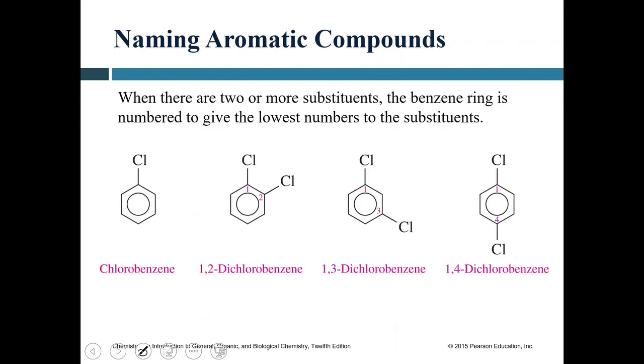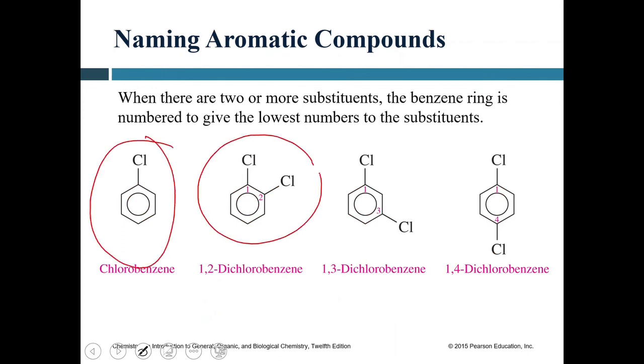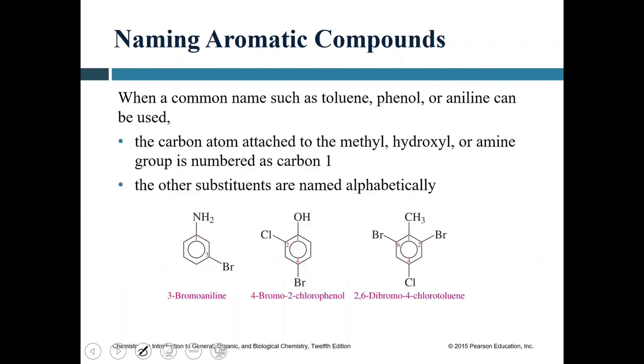So when you have more than one substituent, so 2, 3, and so on, you number the benzene ring so that the numbers of the substituents are the lowest. So this is chlorobenzene. This is 1,2-dichlorobenzene, not 3,4, not 5,6, 1,2. This is 1,3-dichlorobenzene. Hypothetically, it can be 1,5, but no, it's 1,3. And in this case, it's 1,4. There's no other option.